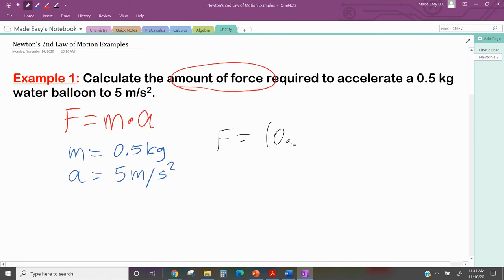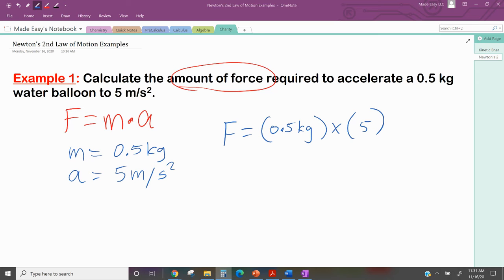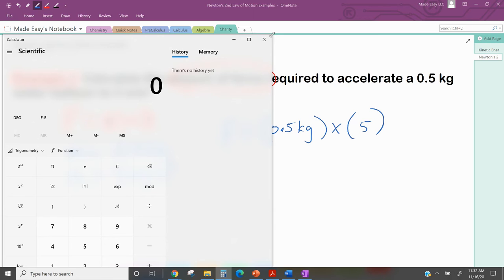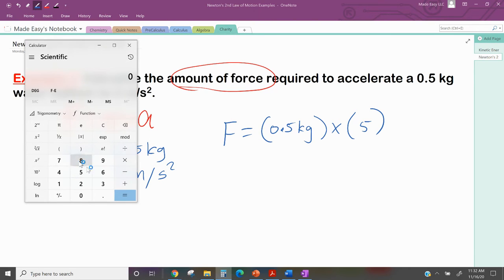I'm going to use a different pen. I'm going to use blue just because it's a little bit of a thicker stroke. All right, so force is equal to, I'm going to do parentheses, 0.5 kilograms times 5. Okay, and so you put that into your handy dandy calculator, which you're going to need on this week's quiz. And for some of our assignments, we're going to need a calculator. All right, so you can just put 0.5 times 5.